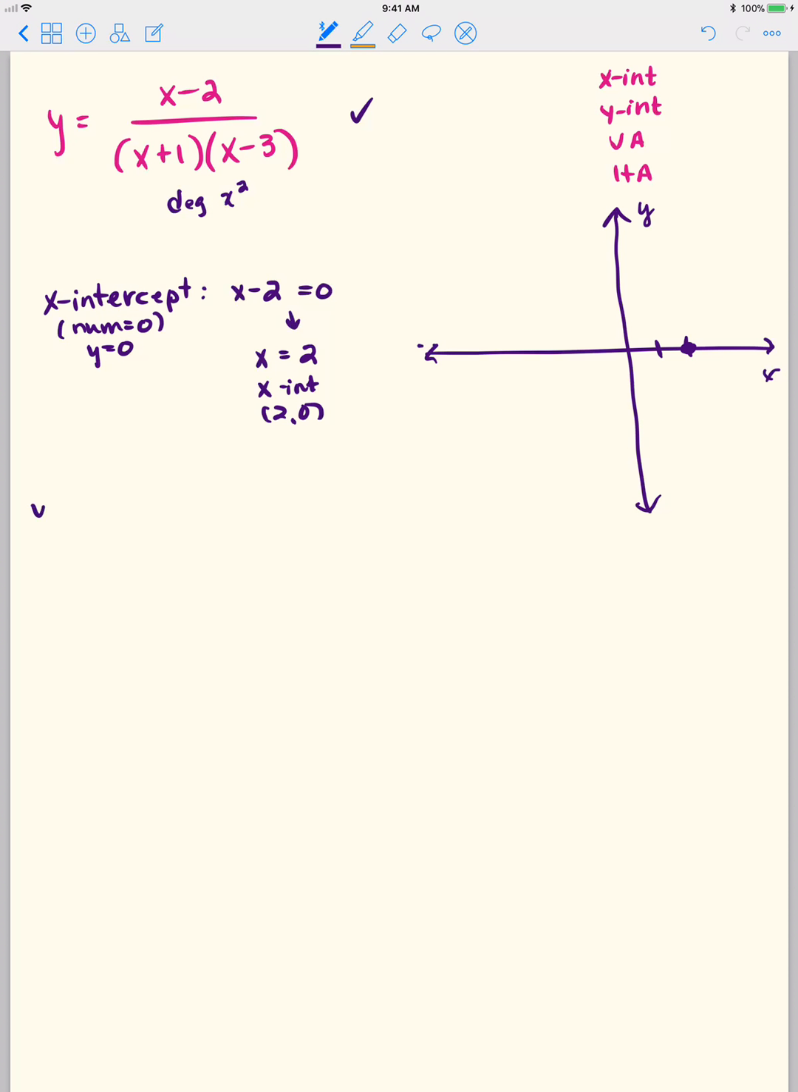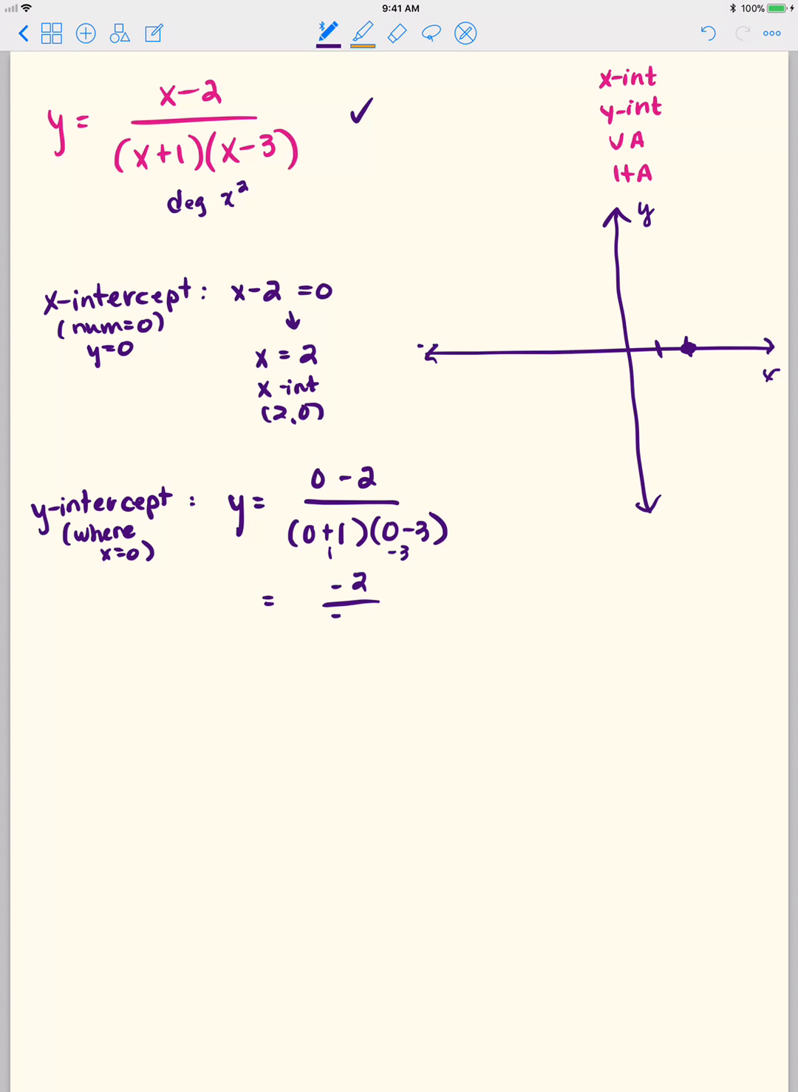All right. Next we'll do the y-intercept. The y-intercept is the y value where x is 0. So we can just take our function, y equals, and plug 0 in for all the x's: 0 minus 2 over 0 plus 1 times 0 minus 3. We get negative 2 on top and negative 3 on the bottom. So our y-intercept is a positive 2/3. So 2/3 would be 2/3 of the way up to 1.